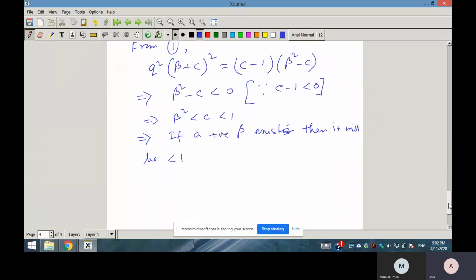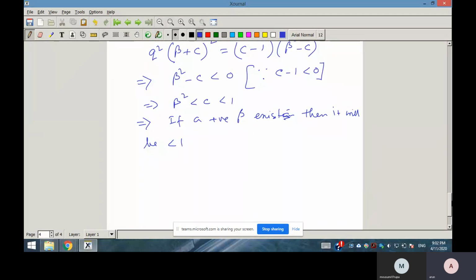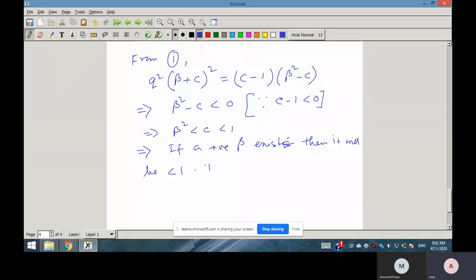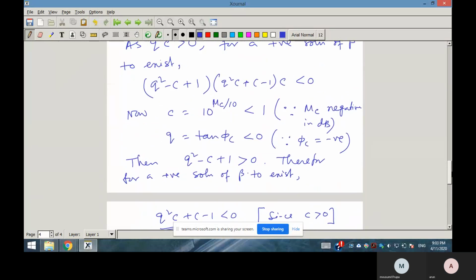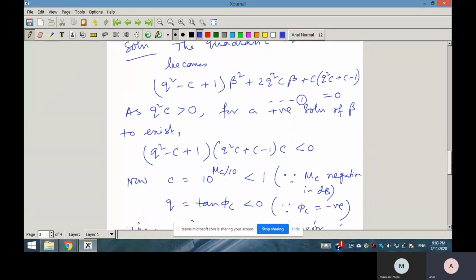existence of lead controller. That means, again I am writing, therefore, so that means positive. So you need not bother about whether beta less than 1 exists or not, because a positive beta exists means it will be less than 1. So less than 1 is inherited from the quadratic equation, equation 1.